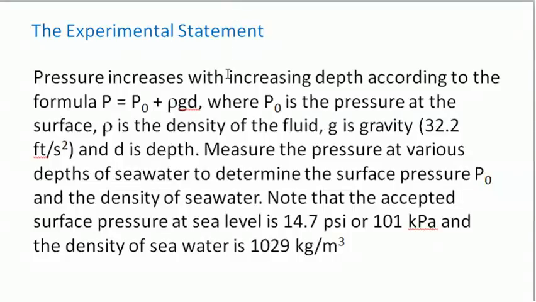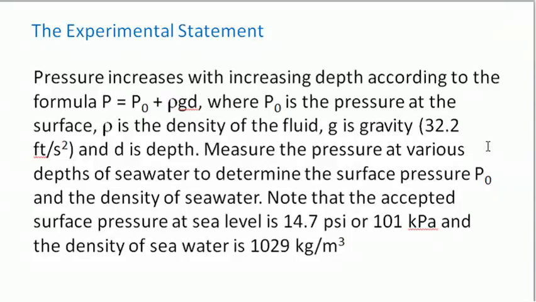It said that pressure increases with increasing depth according to the formula P equals P naught plus rho GD, where P naught is the pressure at the surface, rho is the density of the fluid, G is gravity in units of 32.2 feet per second squared, and D is the depth in feet. Measure the pressure at various depths of seawater to determine the surface pressure P naught and the density of seawater.